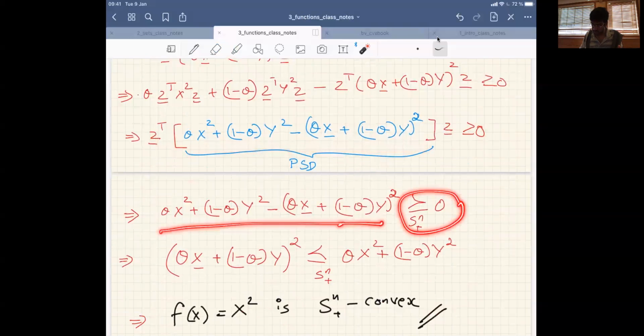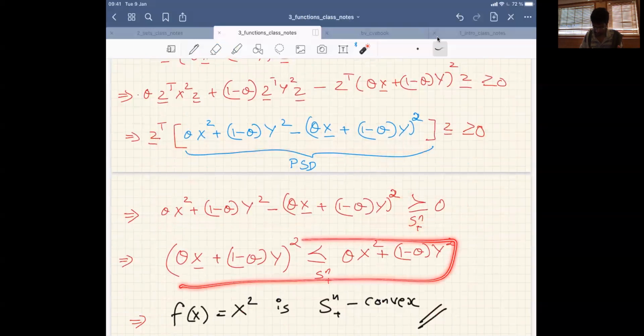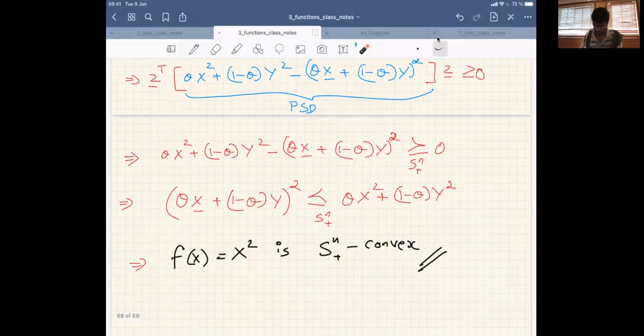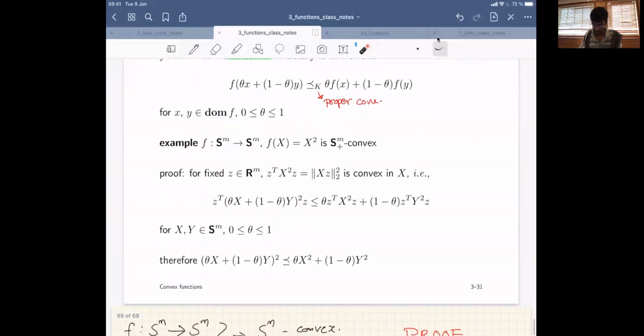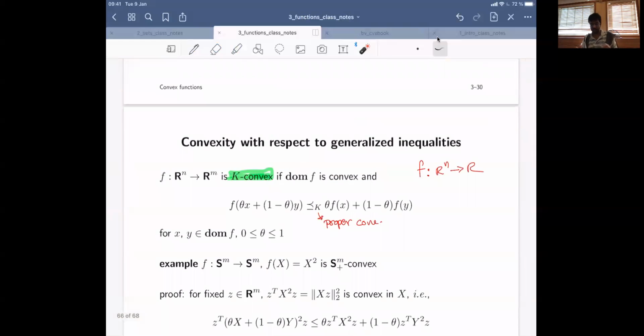Now we can just rearrange the terms and write it like this. So here you know that this is like your f of x is x square, right? So your f of x is x square here. So you can say that this function x square satisfies this inequality with respect to this cone, S plus. So it is convex with respect to it. That's one example for K-convexity.